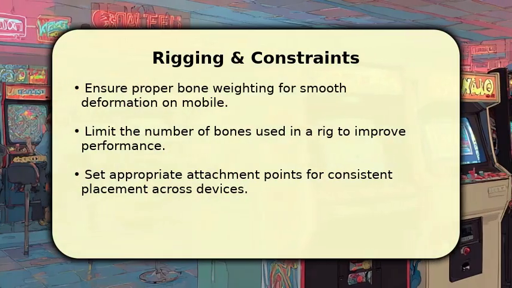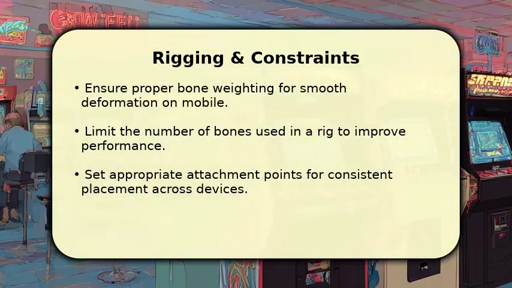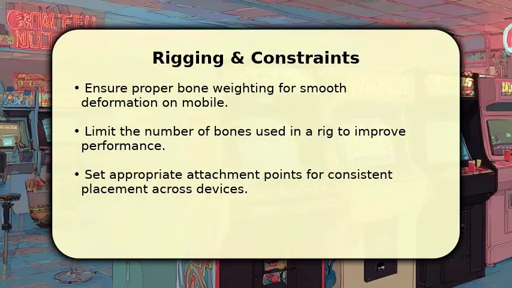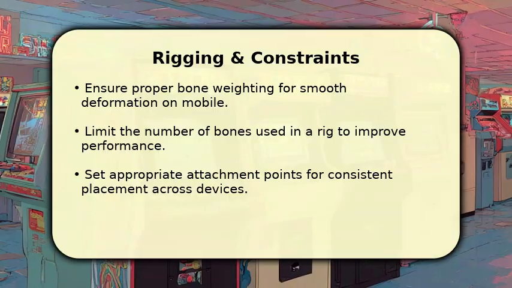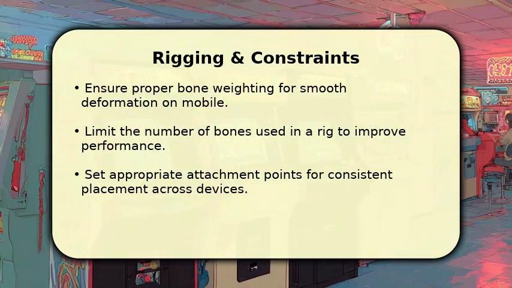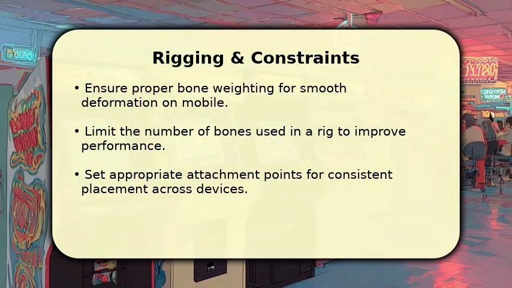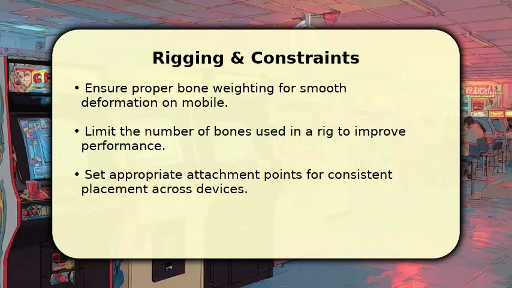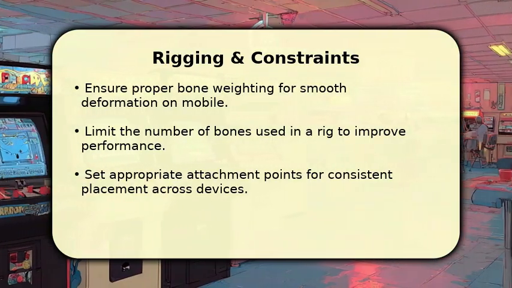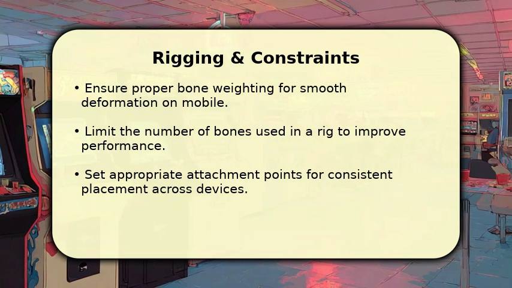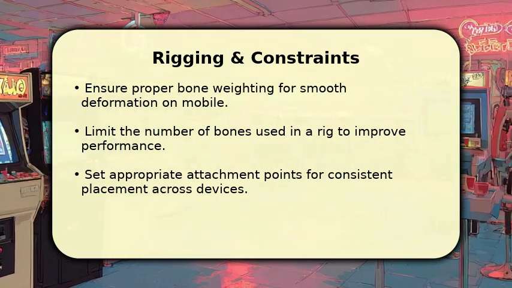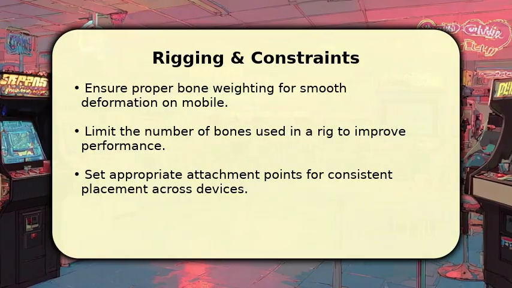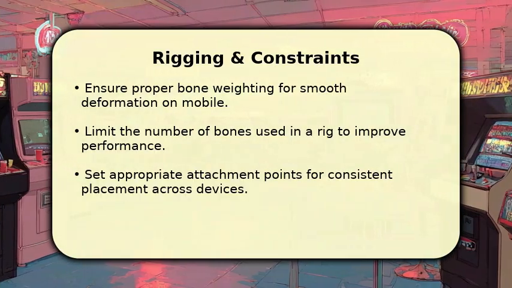Proper rigging and constraints are vital for mobile accessories. Ensure your bone weighting is precise for smooth deformation, preventing visual glitches on smaller screens. Limiting the number of bones in your rig, perhaps to a maximum of 20, can greatly improve performance. Setting appropriate attachment points guarantees consistent placement and scaling across different mobile devices, providing a polished and professional look for your creations.